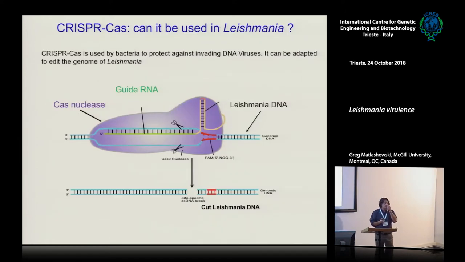So can we use this for Leishmania? Can we take that CRISPR-Cas and move it into Leishmania? If you have a piece of DNA here, and you introduce a guide RNA, this is the guide RNA here, which interacts with the DNA, and this purple is the Cas. Can you use this to cut Leishmania DNA? We started to look at that about 4 or 5 years ago. And it turns out that, yes, you can actually cut Leishmania DNA by this mechanism.